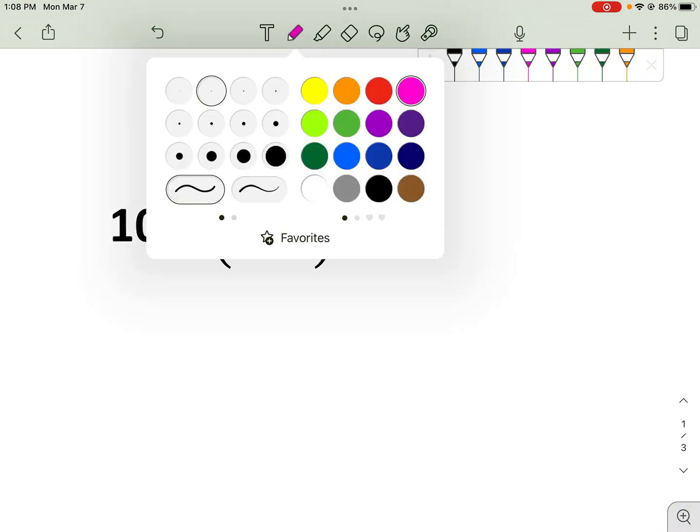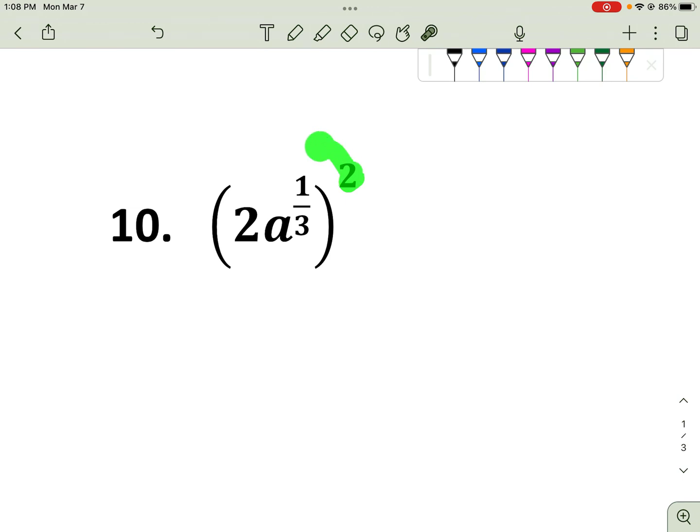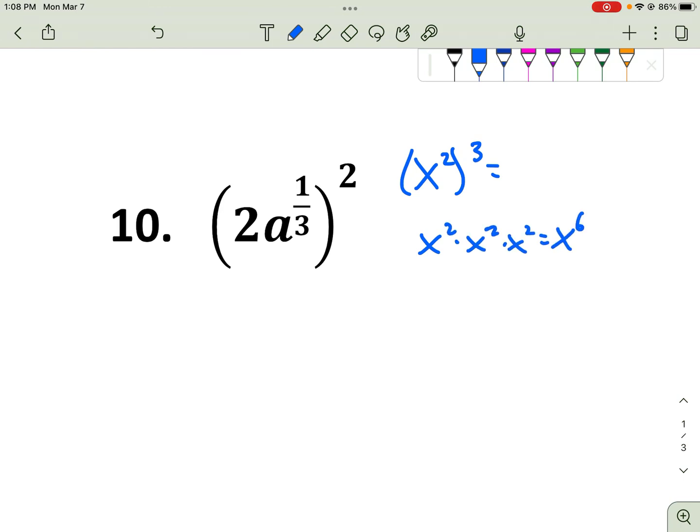Now, in this problem, we kind of say, even though it's not really what we do, we kind of distribute this. It's not really what the distributive property is, but this power of 2 does go to both things. Now, this is the power to a power rule, like x squared cubed, and that means x squared times x squared times x squared, which is x to the 6th. So this is where you multiply your exponents.